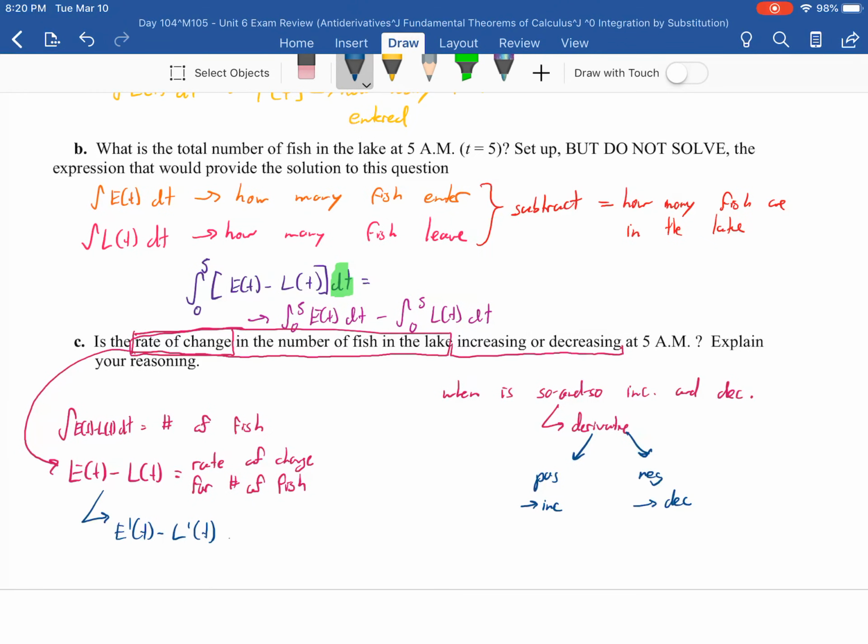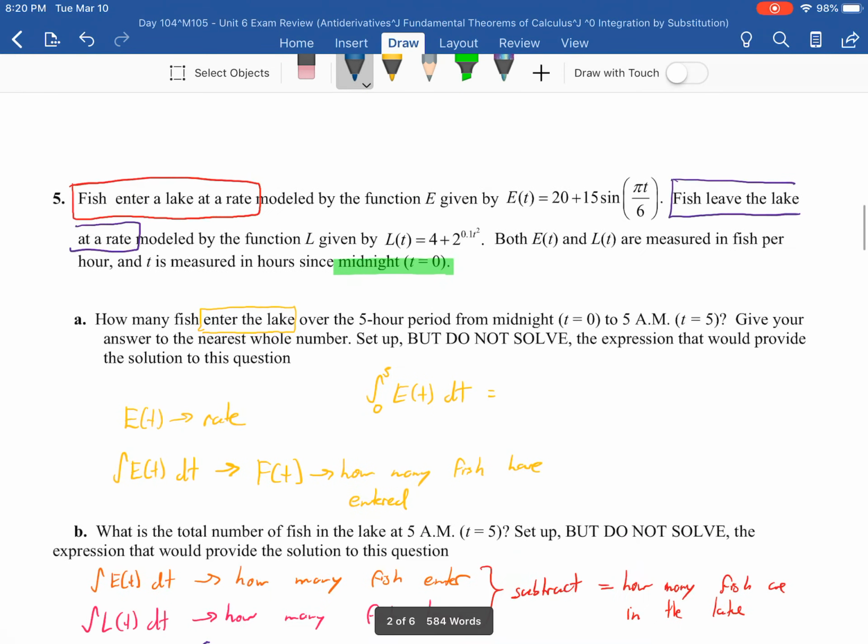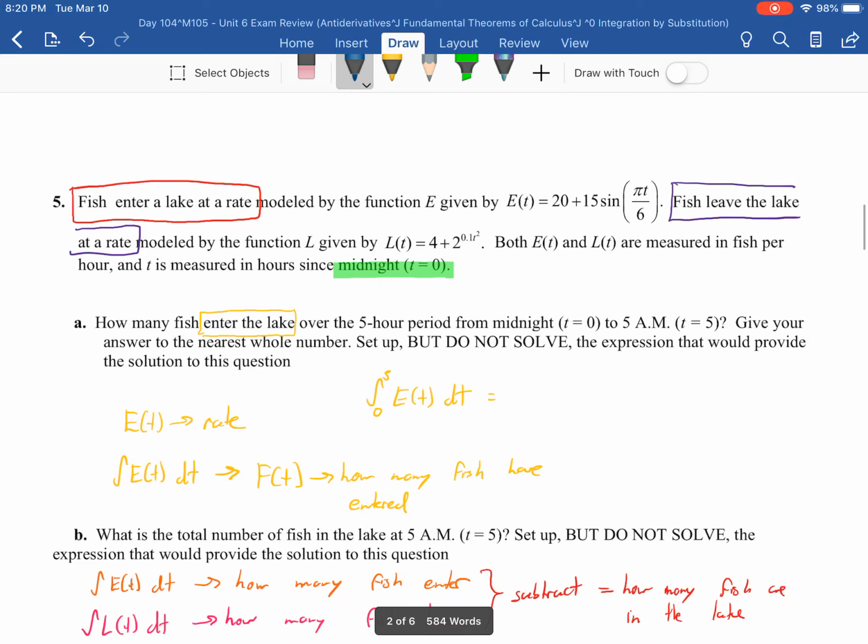So all we have to do for this problem is check, is E prime of 5 minus L prime of 5 less than or greater than 0. So once again, if this is less than 0, it means it's decreasing. If it's greater than 0, it means it's increasing. Now at this point, you would have to find the derivative of E of t, and you would have to find the derivative of L of t.